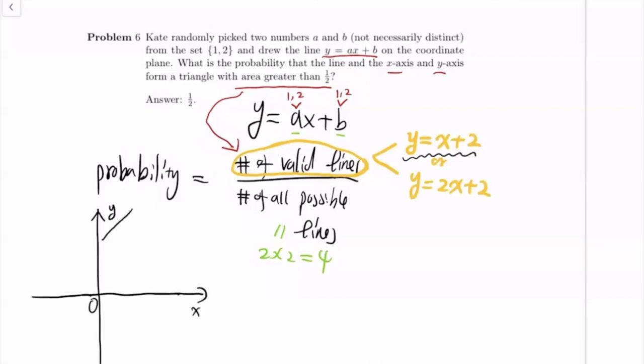So this is the line y equals x plus 2, right? When x is 0, y is 2. When x is negative 2, y is 0. And then you can see this is 2, this is 2. So the area of this one is 2, which is, of course, greater than 1/2.